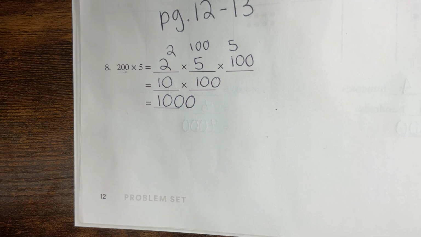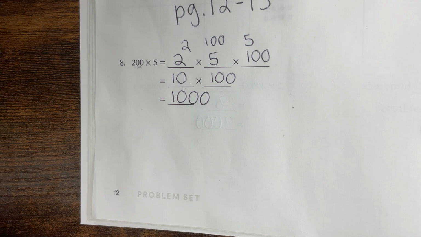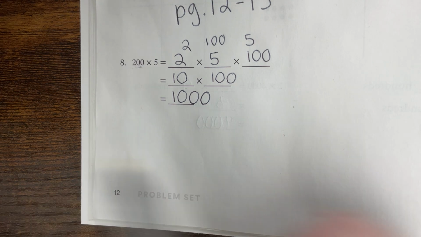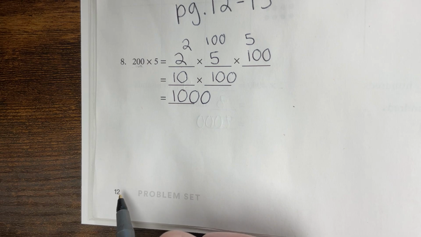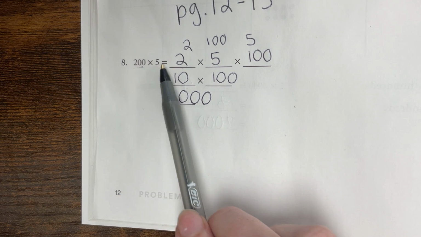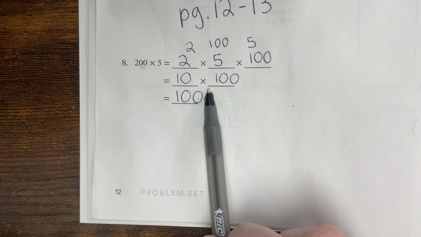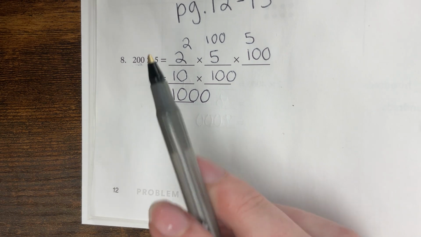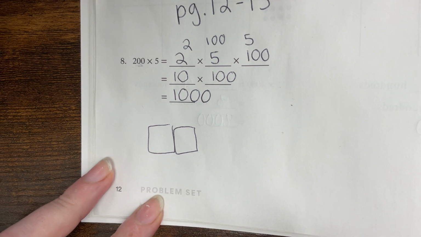When you get an answer with a bunch of zeros at the end and you're trying to figure out, does my answer make sense? Should I have 2 zeros here or 3 zeros here? It's a good idea to go back to the problem where it says 200 times 5. So it wouldn't make sense for 200 times 5 to be 100, would it? No. But it would make sense if you were thinking about 200 5 times being 1,000.